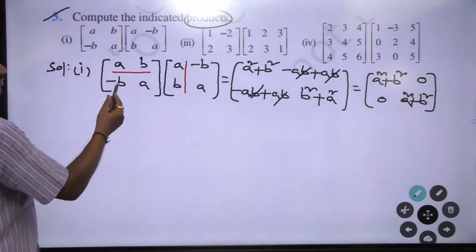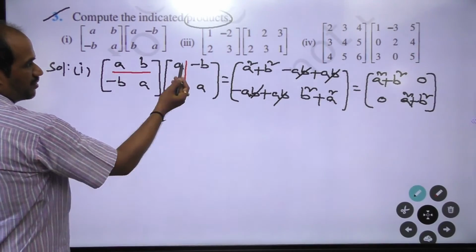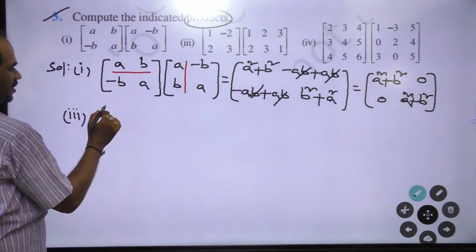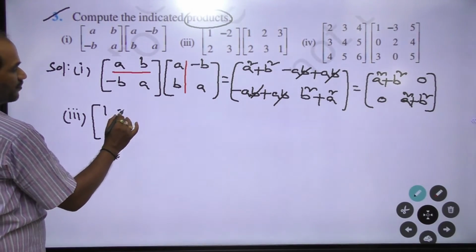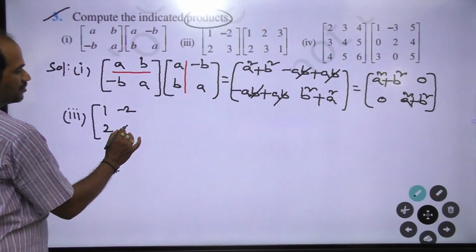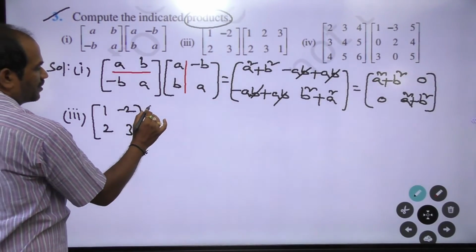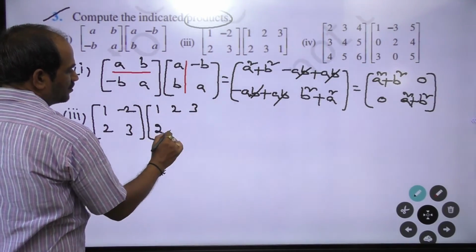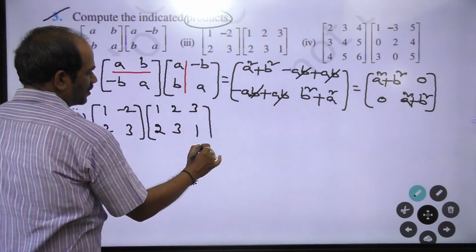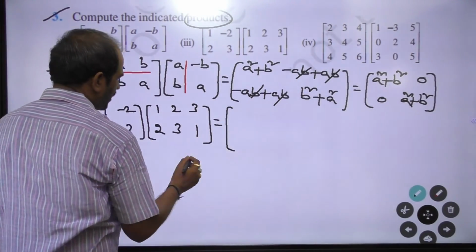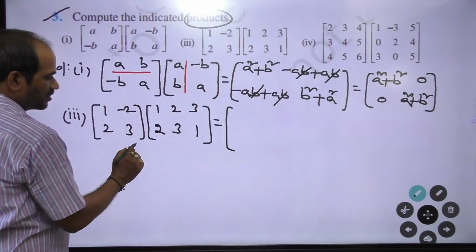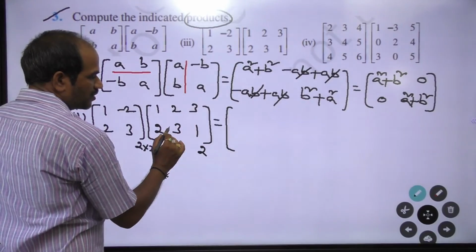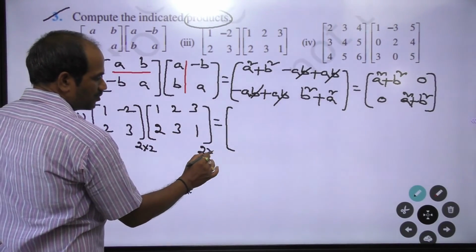Right, first one finished. Next, the second one is also the same. In the second one, take this matrix: first row 1, minus 2; second row 2, 3. Next, the matrix 1 2 3, 2 3 1. The first matrix order is 2 by 2. This matrix order is 2 rows, 3 columns, 2 by 3.